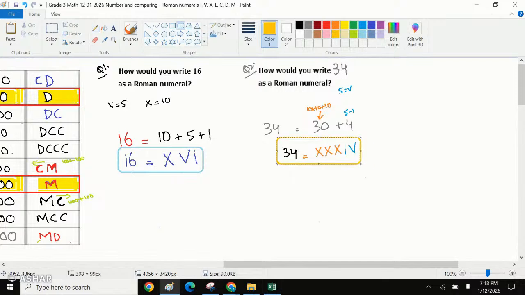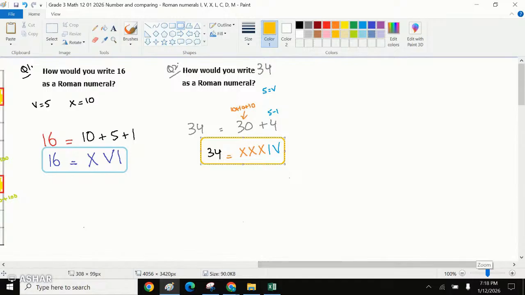Is there any confusion? If there is any confusion, please let me know. Okay, no, it would not be XXVI, it's XXXIV, right? Okay. Thank you. Moving on to the next question.